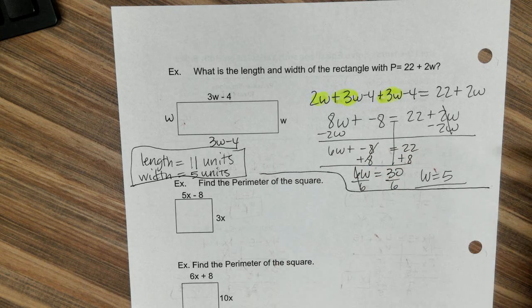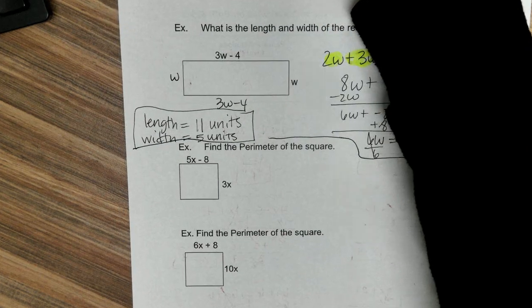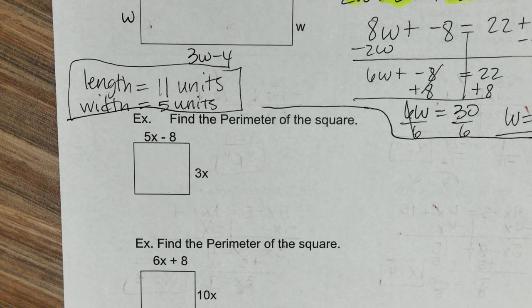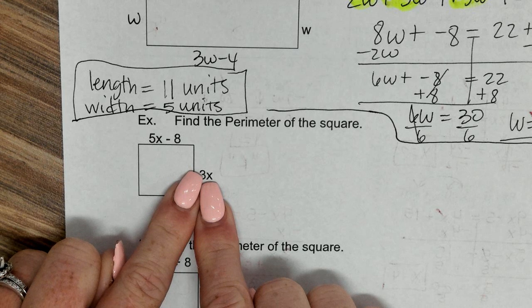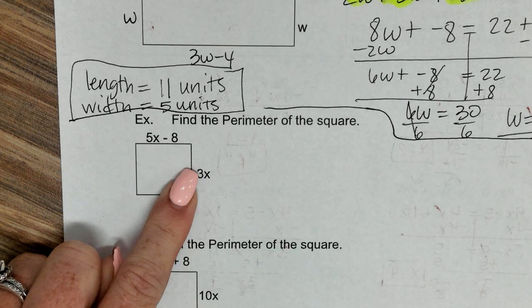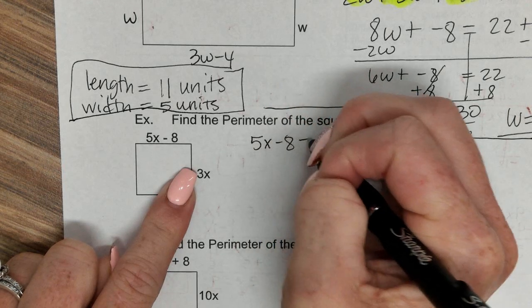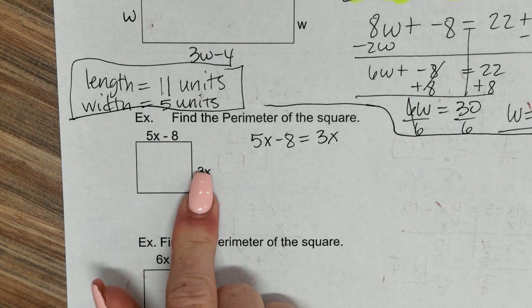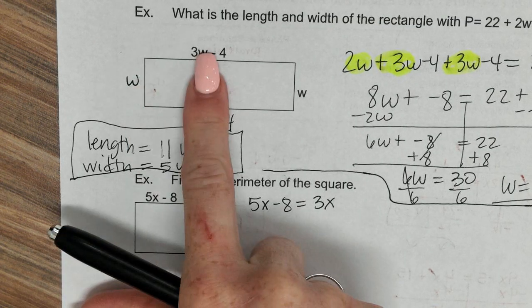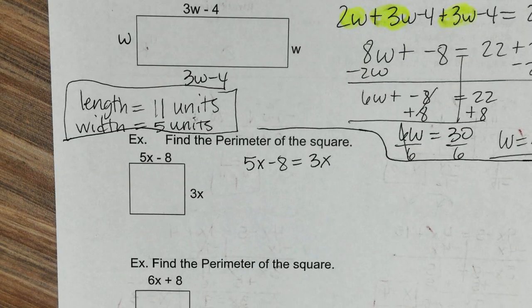Questions? How do y'all feel about that? Easy? All right, look at the next one. Find the perimeter of the square. They didn't give you the perimeter. But what do we know about squares? All sides are the... So this side equals this side. Can I make an equation out of that? All right, so 5x minus 8 equals 3x. Why was I able to do that? Because squares have sides that are all the... So this does equal this. I couldn't do that up here because this does not equal that. Make sense? All right, I'm going to go solve for x.